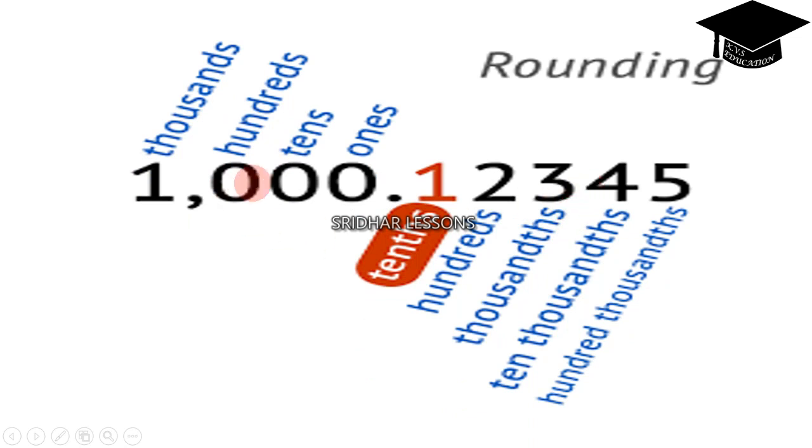The place values, once again. 1234.12345. This place is called ones position, tens position, hundreds and thousands. Whereas after the decimal, tenths position, hundredths position, 3 is in the thousandth position and 4 is in the 10,000th position and 5 is in the 100,000th position. This is how the place values of a decimal value will appear.